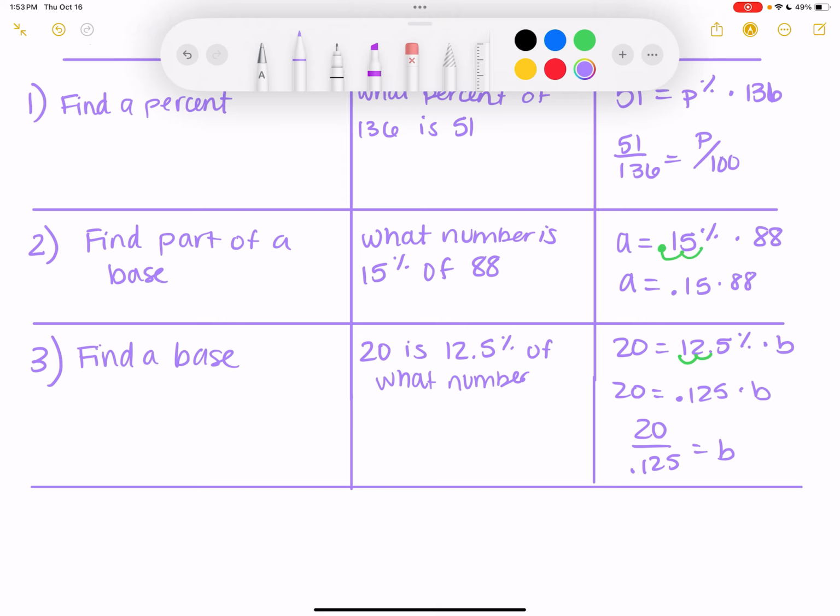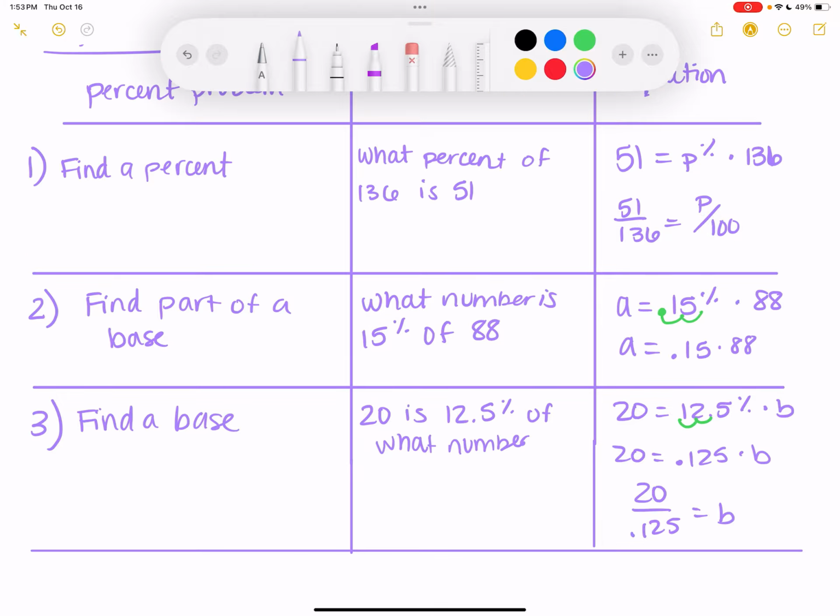As you can probably tell just by looking at this, this really comes down to wording, right? What percent, what number, this is this percent of what number? You've got to really pay attention to the wording to know what it's asking, or you're going to end up setting up your problem wrong and getting it wrong. That's the trickiest part of this entire section.